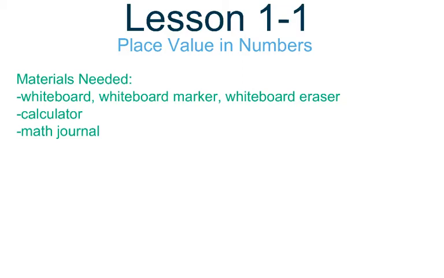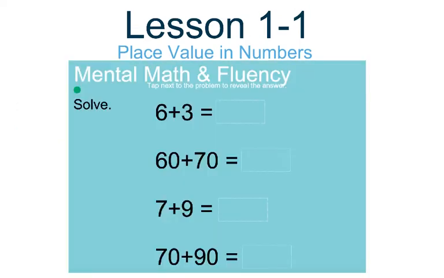In lesson 1-1, we're going to learn about place value in numbers. So you'll need some materials. You'll need your whiteboard, a whiteboard marker, and a whiteboard eraser, along with a calculator and math journal. So what you're going to do is number 1 to 4 on your whiteboard.